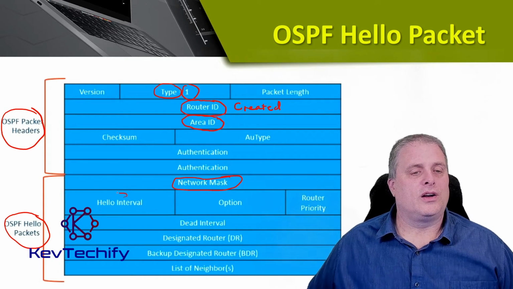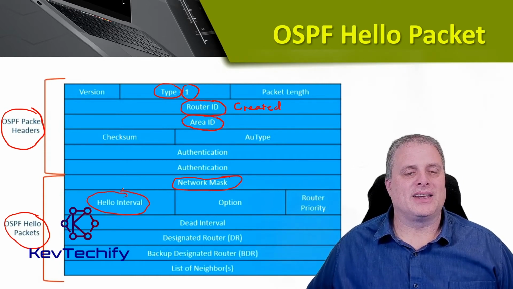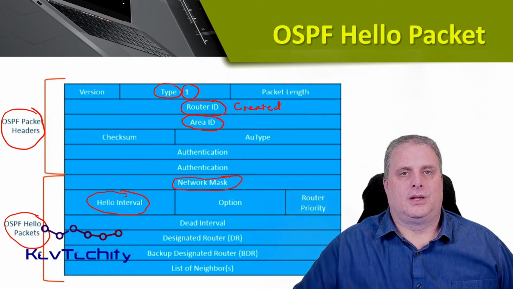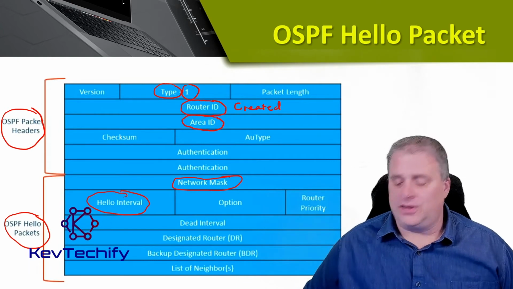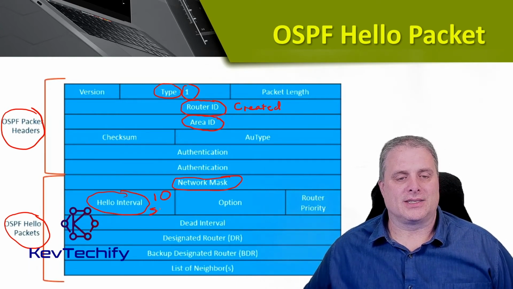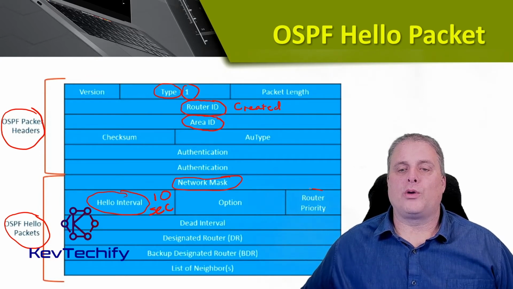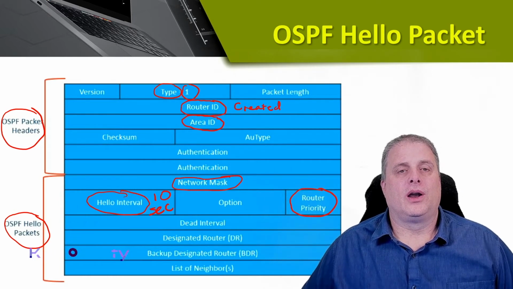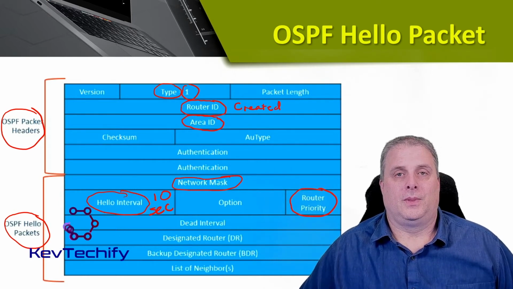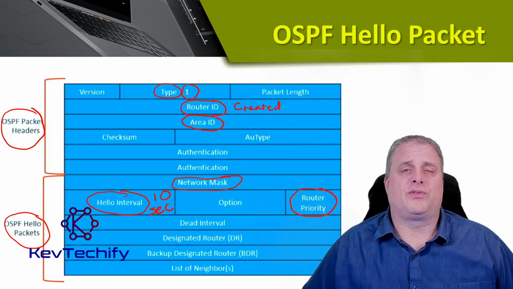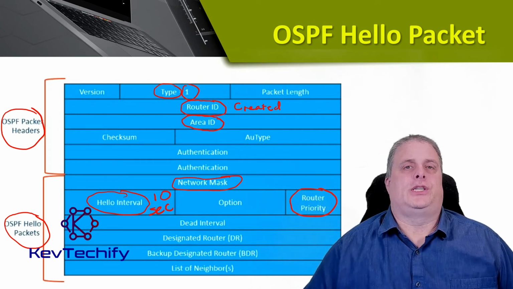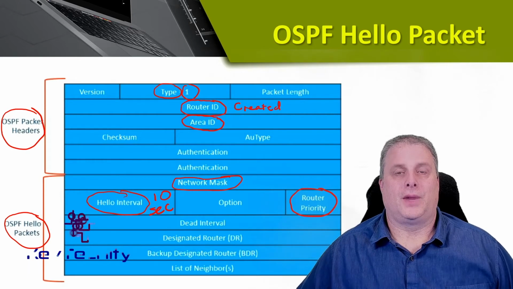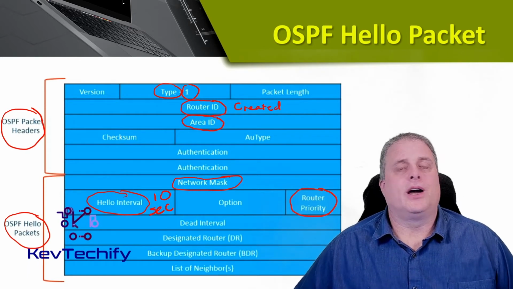Then we have the hello interval, which specifies in seconds how often a hello message is sent to its neighbors. The default timer on a multi-access network like Ethernet is 10 seconds. We have the router priority. That is used in the designated router and the backup designated router election process. The default priority for all OSPF routers is 1, but you can manually change this with a value of 0 to 255. And the higher the number, the better the chance to become the designated router.